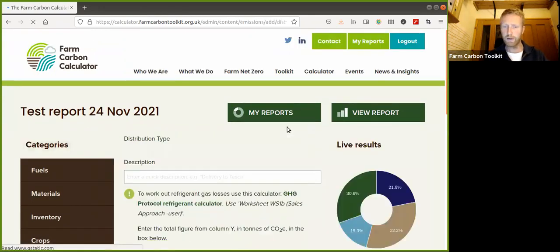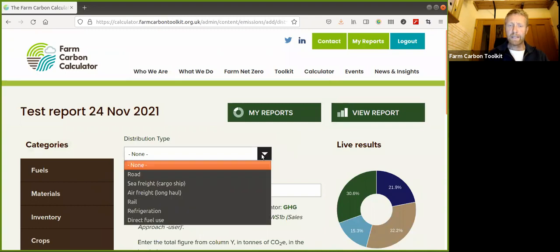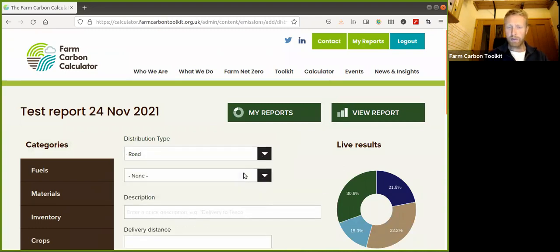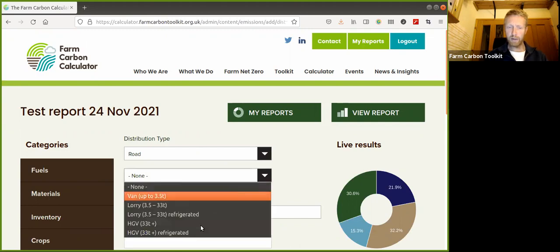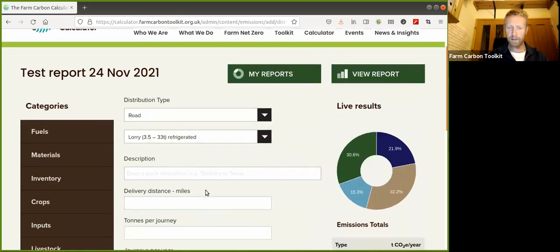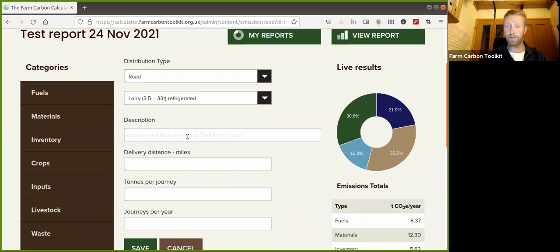So as always, we go to the Add New button. And in this example, we're going to use road freight. And again, we're going to go for a refrigerated lorry this time, for slightly higher emissions because it's got to run that refrigeration. And this time we're going to carry some milk. So again, this is going to be a regular thing. So we're going to go from the farm to the dairy.